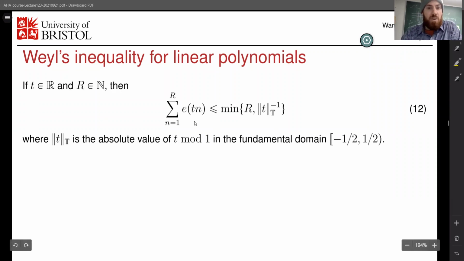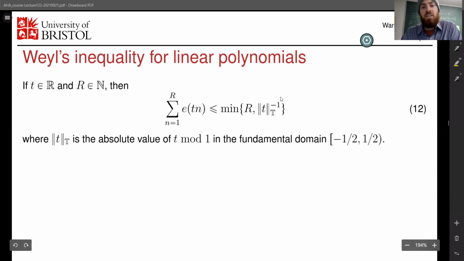What is a linear polynomial? For us, it's just this sort of exponential sum. I take a sum from n equals 1 to r, and I look at e to the 2 pi i nt. The trivial bound is just the length of the exponential sum, r, because each of these terms is a unit; its absolute value is 1. So we never want to get a bound worse than that.